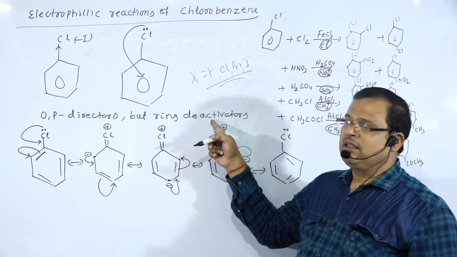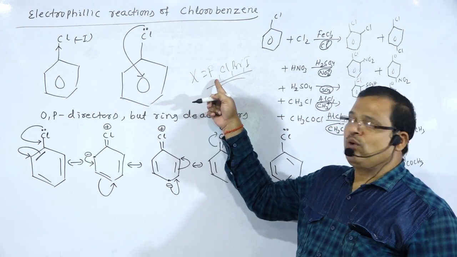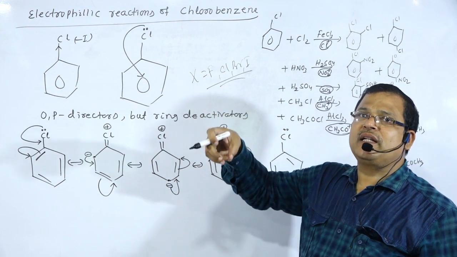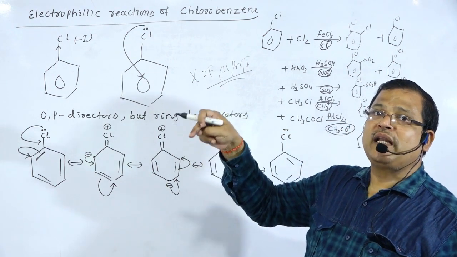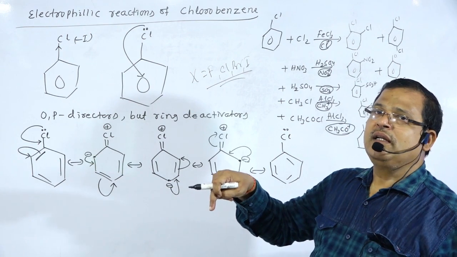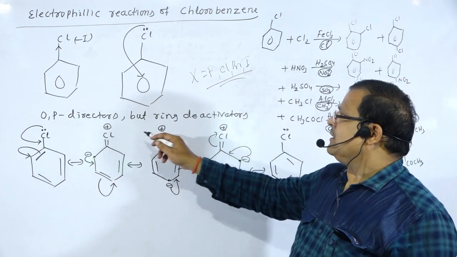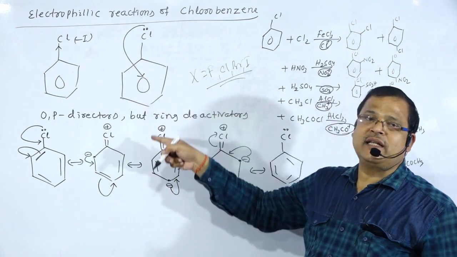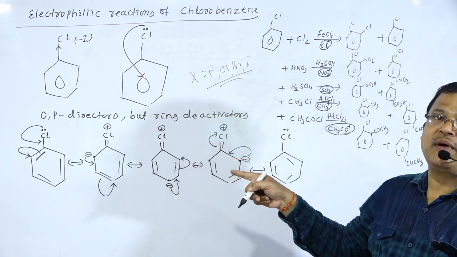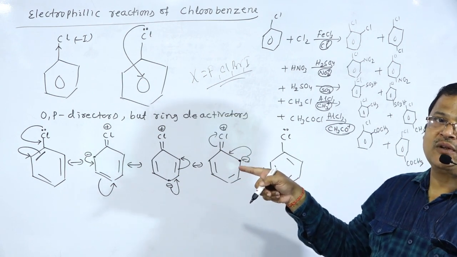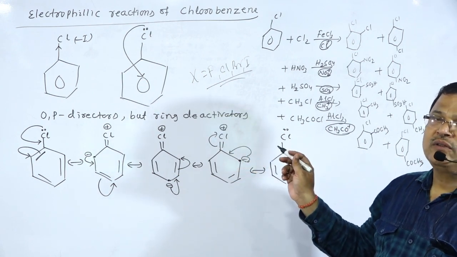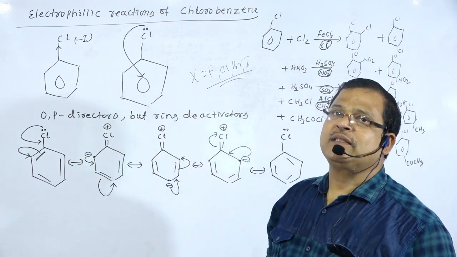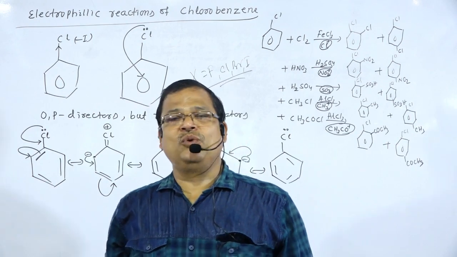The reason is that halogens are more electronegative elements, so they withdraw electrons from the ring. That means they decrease the electron density in the ring, so the electrophile cannot easily attack the ring. Then why are they ortho-para directors? Because of conjugation, the electron density becomes more at the ortho and para positions. That means negative charge occurs at the ortho and para positions. So that is regarding electrophilic substitution reactions that take place in the case of benzene.